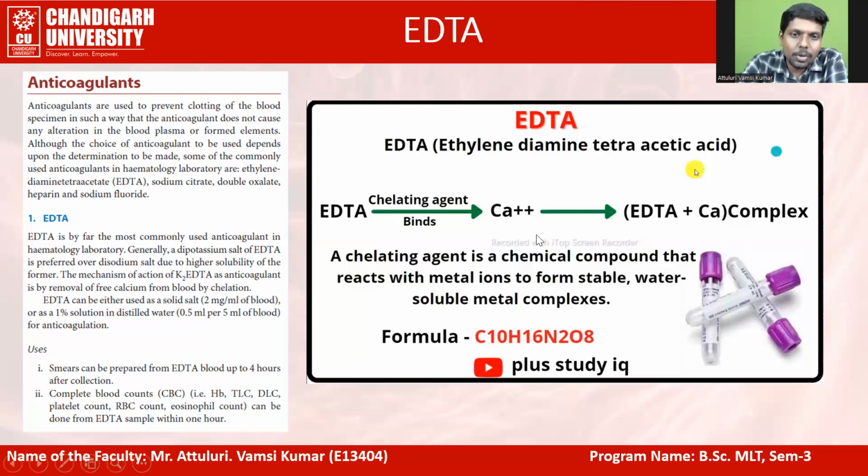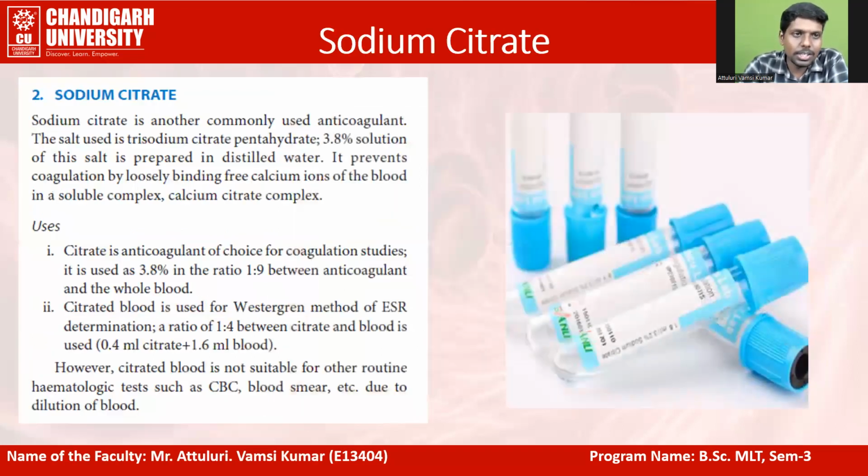Here you can see a small formula of the action of EDTA. EDTA removes calcium from the blood, resulting in calcium-free blood that keeps the blood in a fluid state. This action of removing calcium is called chelation. We already studied this. Then the second type of anticoagulant is sodium citrate, another commonly used anticoagulant.